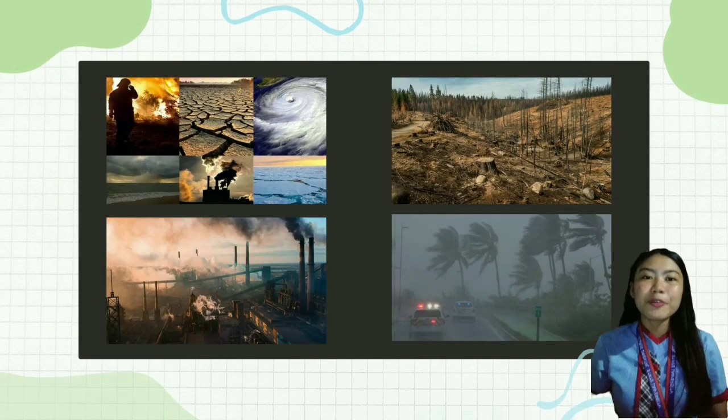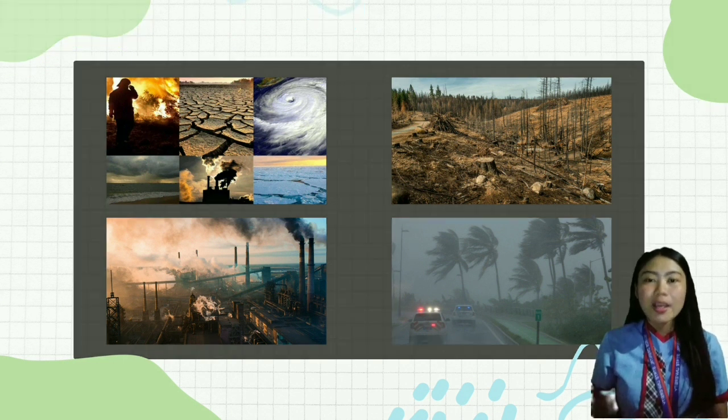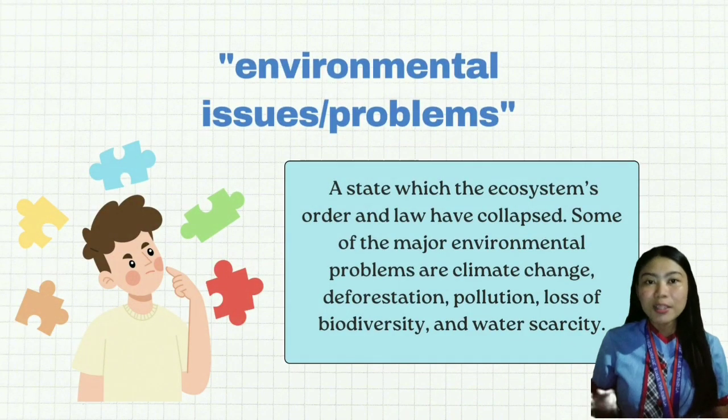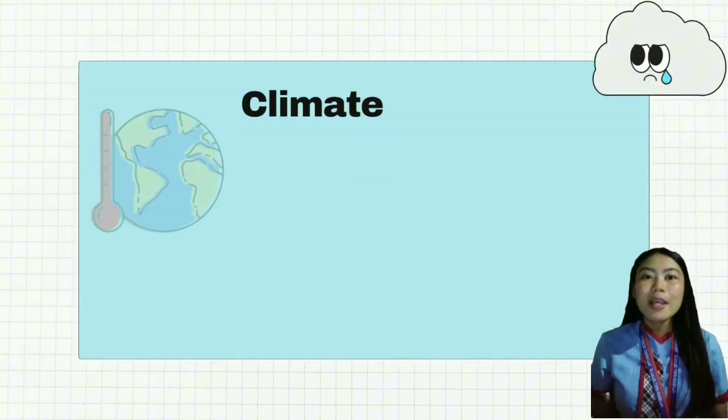The Earth and its people face a wide range of challenges as a result of human activities and interactions with the natural world. These challenges are collectively referred to as environmental issues or problems, a state in which the ecosystems have collapsed.